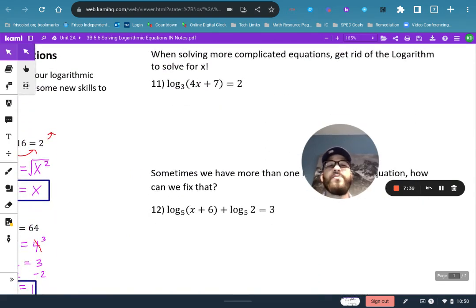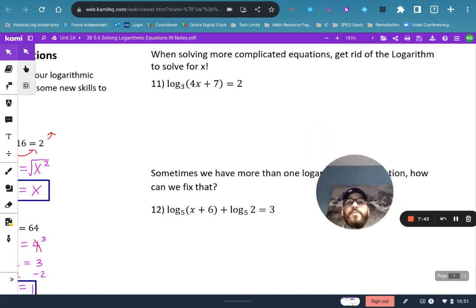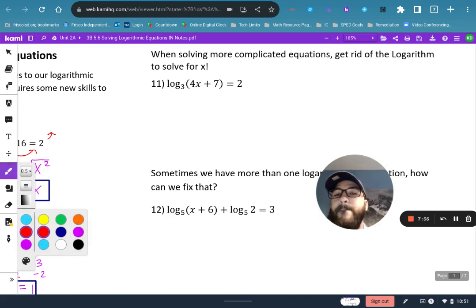So we're going to use a couple more skills to try and do these a little bit more complicated ones. So we have log base 3 of 4x plus 7 is equal to 2. So we want to get rid of the logarithm so I can get to that 4x plus 7 that's trapped on the inside. So I'm going to take my base of 3. I'm going to move it over to the other side. 2 is going to come up. And this should be familiar.